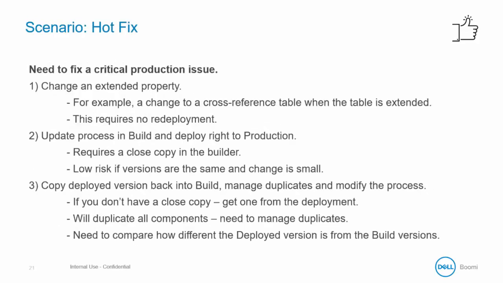So that was a best practice in the normal scenario of a development lifecycle where you would deploy and copy, but we all know that rarely is development lifecycle normal. So in this scenario, we must deploy directly to production to fix a critical production issue. We have a few different options.